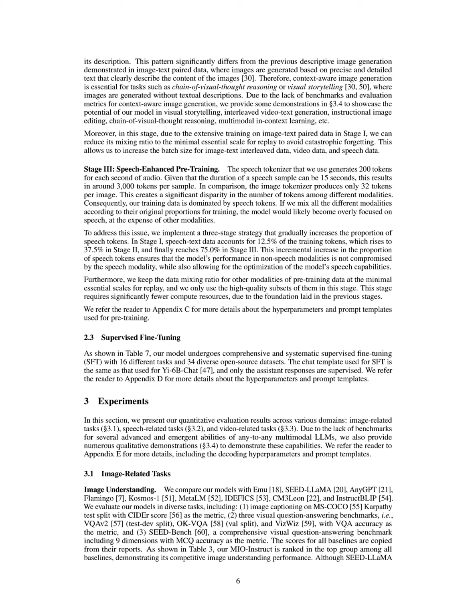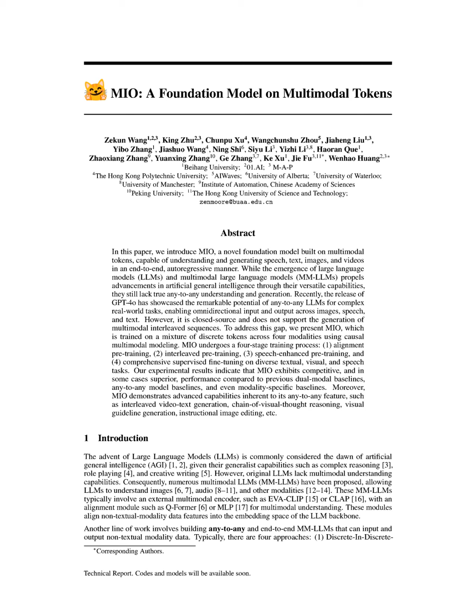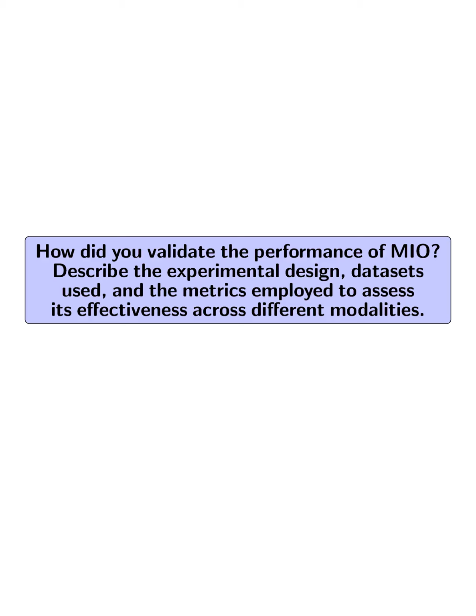Additionally, MIO's innovative three-stage pre-training process enhances its efficiency in training across modalities, allowing for better optimization of speech capabilities without compromising performance in non-speech modalities. Overall, MIO's design leads to improved multimodal instruction following, reasoning, and the ability to generate context-aware images, showcasing its advanced capabilities over existing models. How did you validate the performance of MIO? Describe the experimental design, datasets used, and the metrics employed to assess its effectiveness across different modalities.